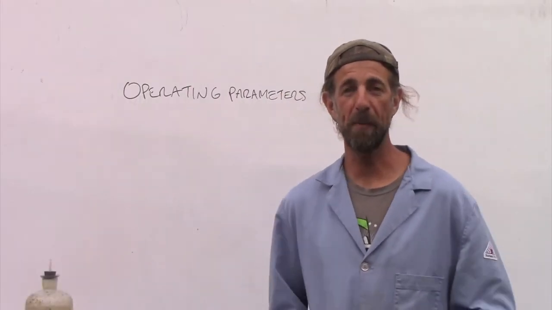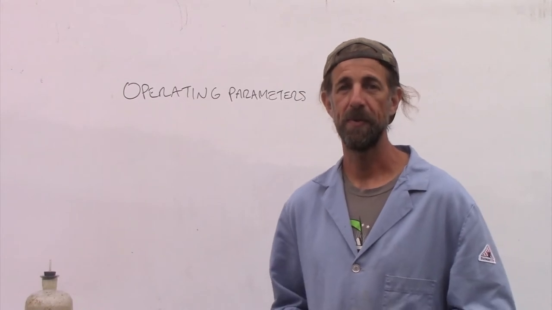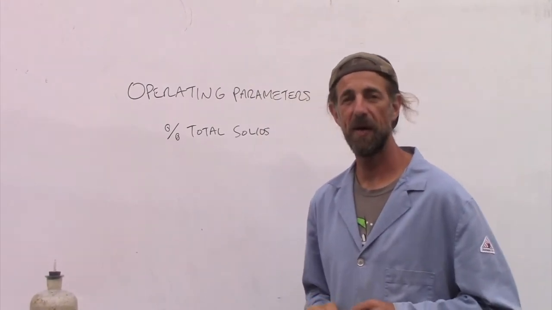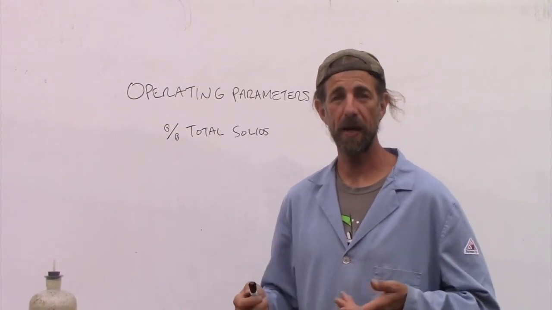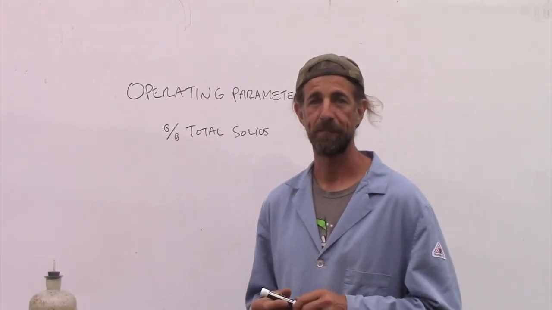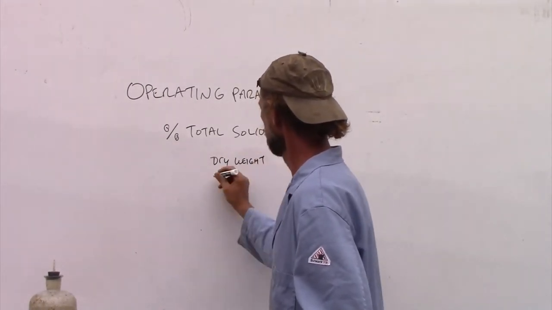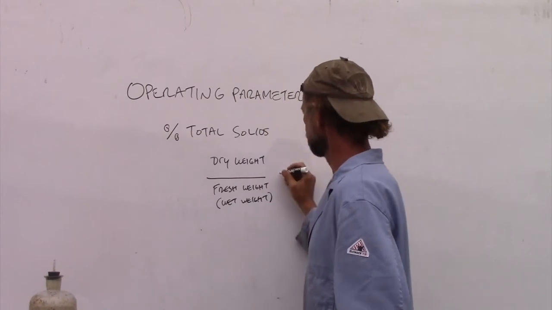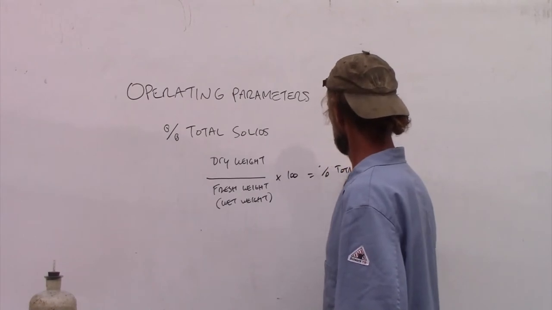A couple of useful operating parameters to understand if you're running a digester: how much solids is going in is really important. So we're going to look at what's called percent total solids. Percent solids is measured by taking a fresh sample of material and weighing it, then drying it at 105 degrees Celsius overnight, and weighing it again, and determining the loss on drying. If we take the dry weight over the fresh weight and multiply that by 100, we can get percent total solids.